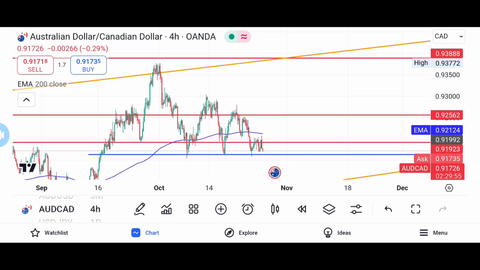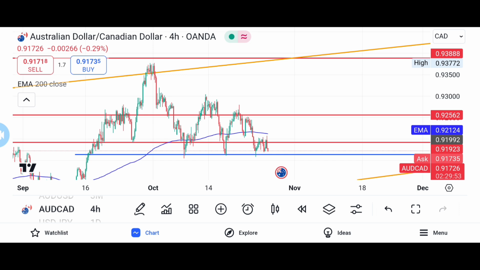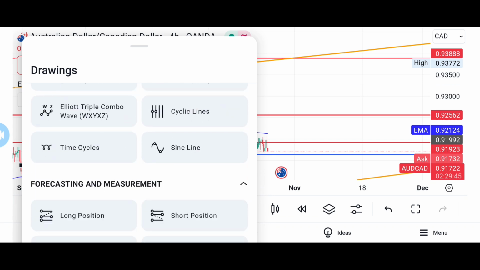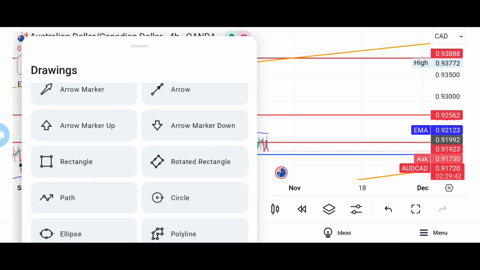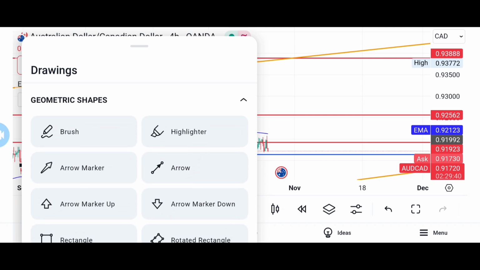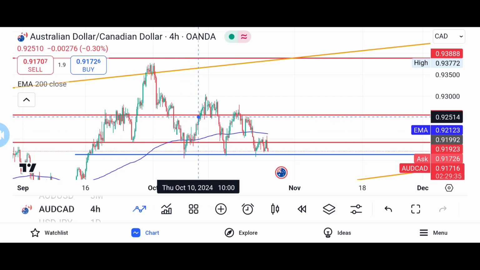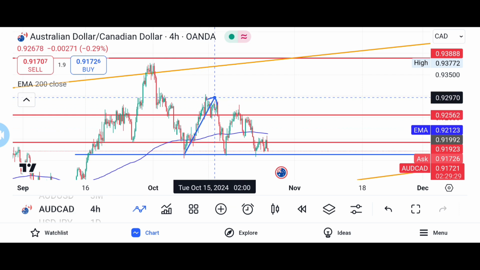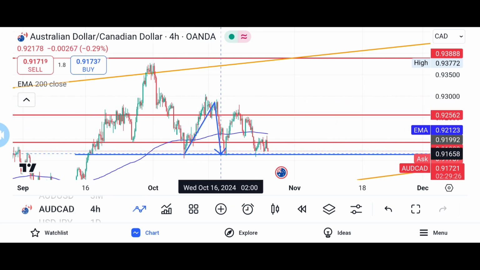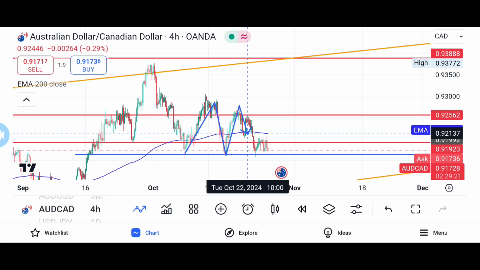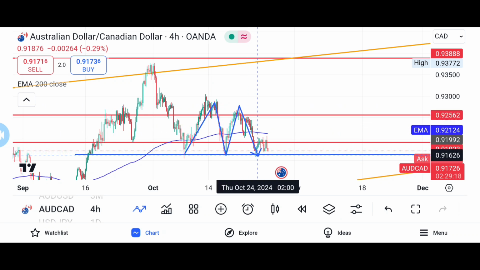So where do we enter? You can see very well in the 4-hour time frame, we are having a pattern, an M pattern. Those who love to trade with patterns, we can see an M pattern. Somebody can ask me, where is our M pattern? Let me show you. This is our M pattern.